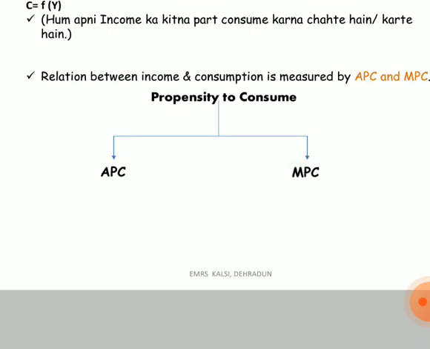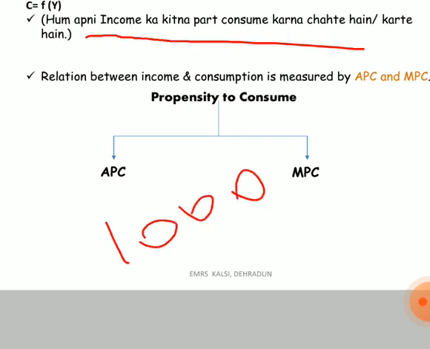So by definition it is quite vague, so I will tell you in Hindi. हम अपनी इनकम का कितना पार्ट कंज्यूम करना चाहते हैं. So what part of our income we are willing to consume. For example, if my income is rupees 1000, out of 1000 rupees, how many rupees I am willing to consume? This is called consumption function or propensity to consume.